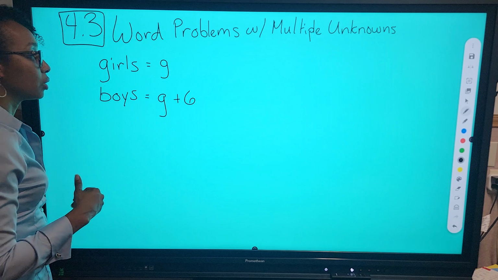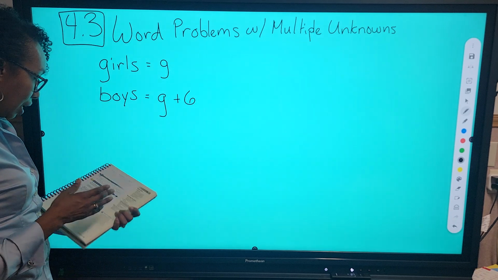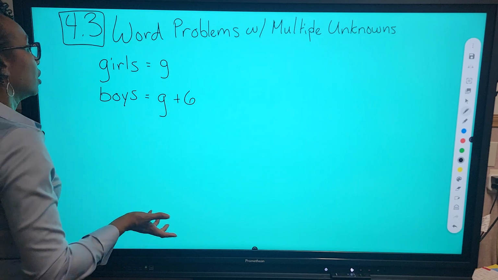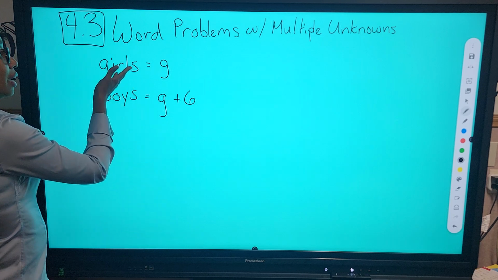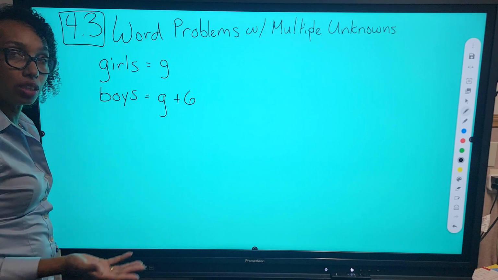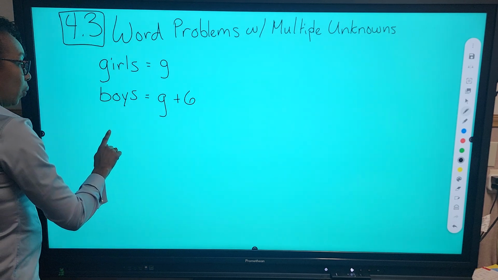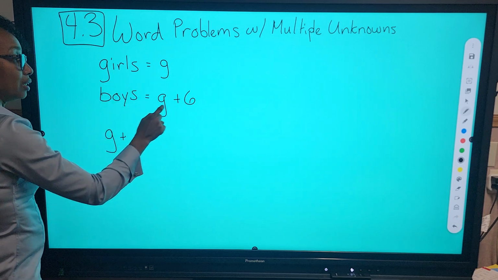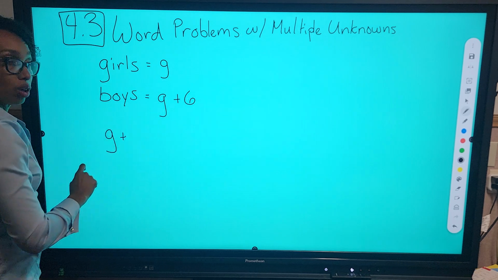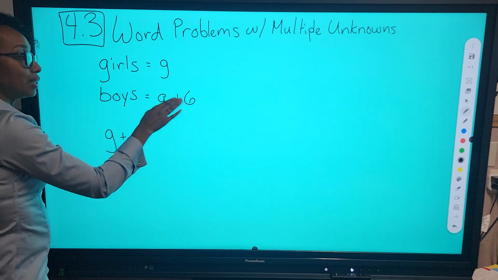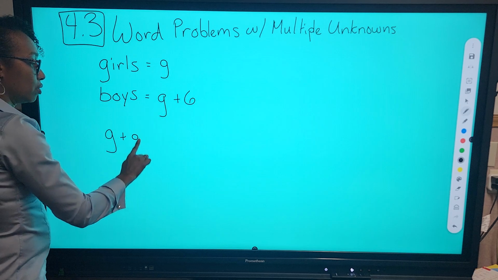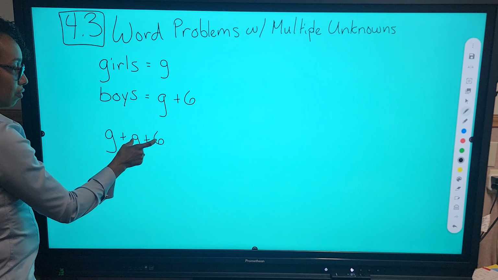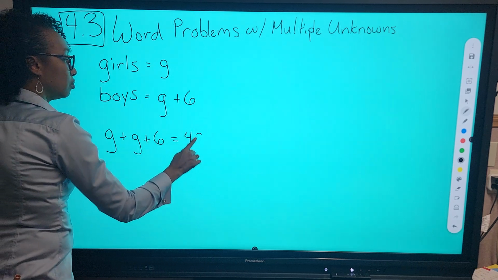There was one other number they gave us, and that was the number 40. It said that a bus has a total of 40 passengers. So now I can say, well, that means if I put the girls and add them with the boys, it should be a total of 40 on the bus. So that's where my equation comes from: the number of girls plus the number of boys. Now I still need another value for the girls, because the girls value plus 6 gave us the boys. So I need both of those G's in there: the one for girls and then this one that has the value for boys equals 40.